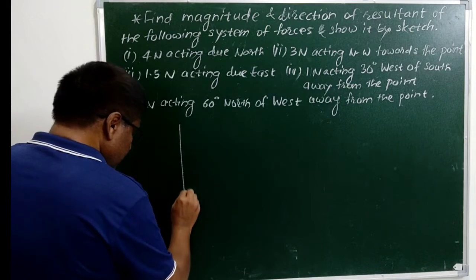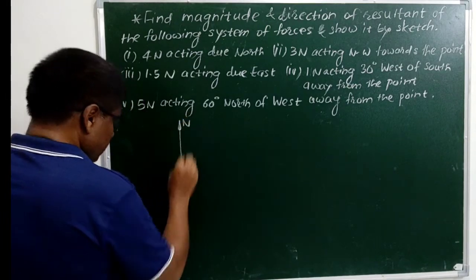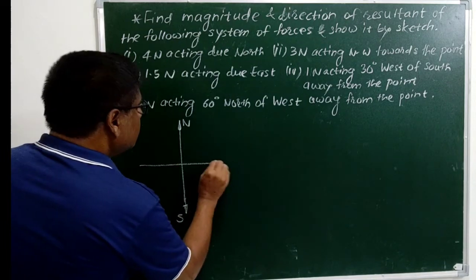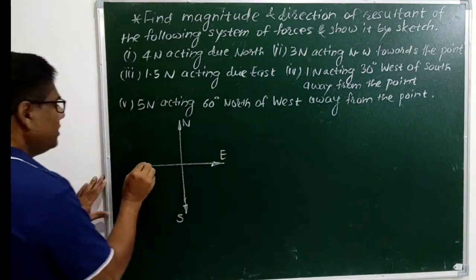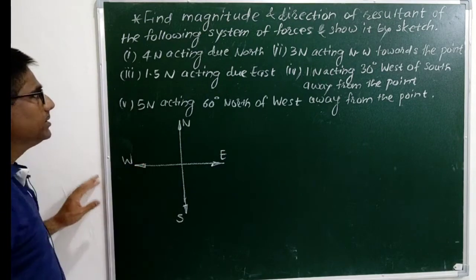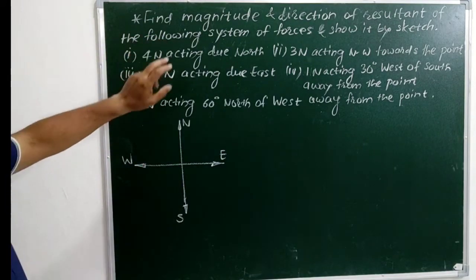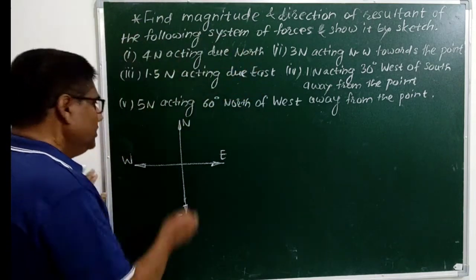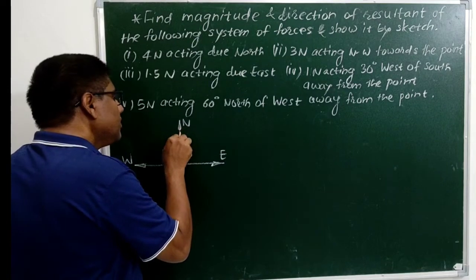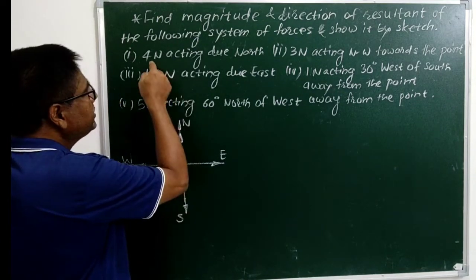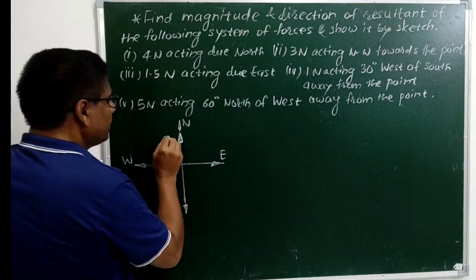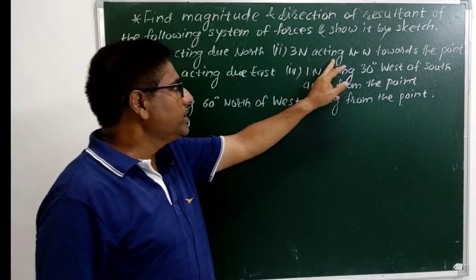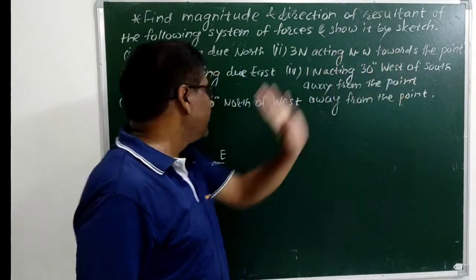These are the directions. This is north direction, whereas this is south direction. This is east direction and this is west direction. Now let us indicate first force, that is 4 Newton acting due north. The first force is acting along north direction and its magnitude is 4 Newton. Second force 3 Newton acting northwest towards the point.